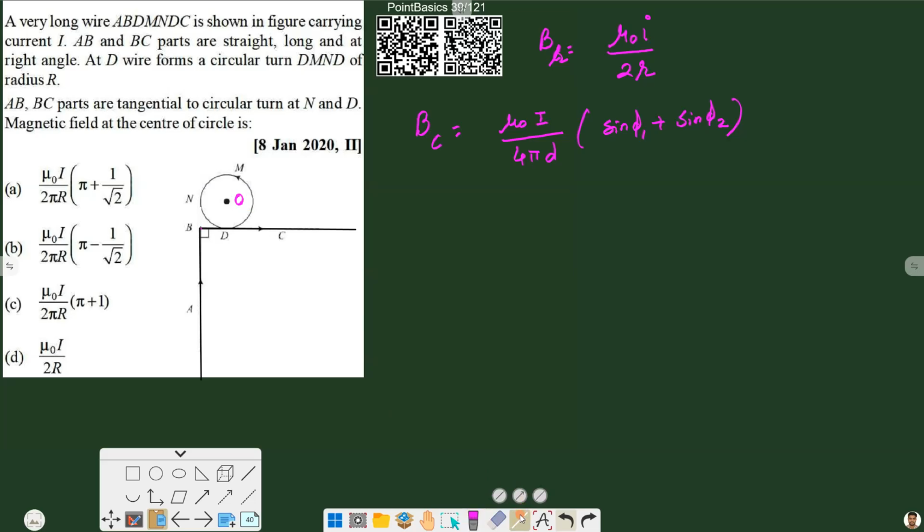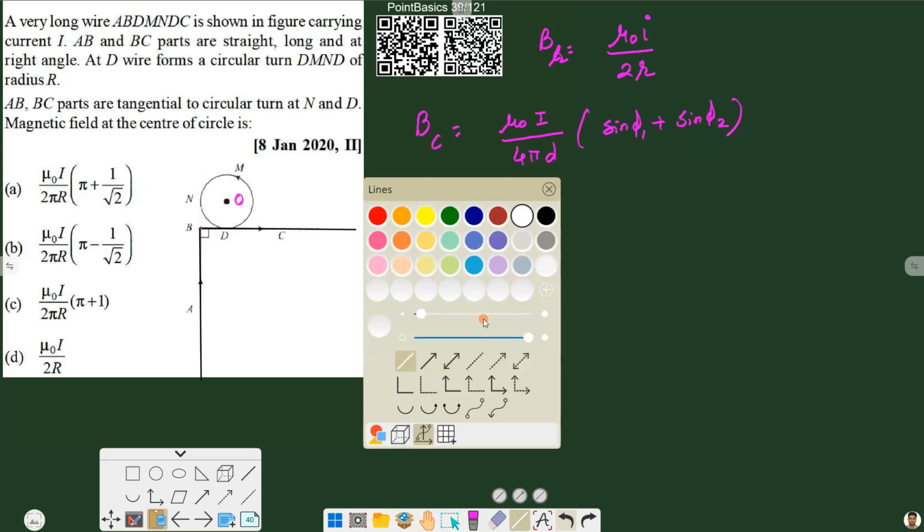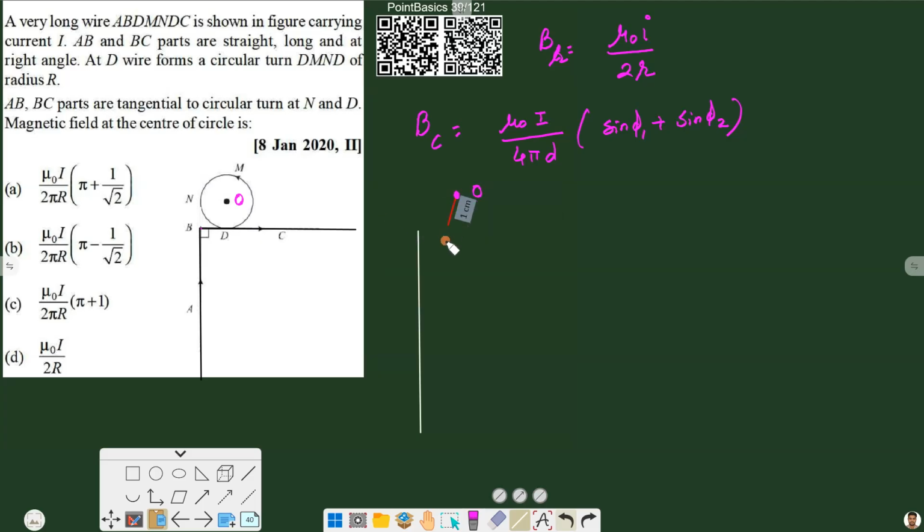So let's draw this. Here we have this AB wire, and we have a point of our circular center here. Suppose this is our point O. Now we know to find the magnetic field due to a long straight conductor, we need these two angles, phi 1 and phi 2. And if we connect these two endpoints to point O, we will get the two angles. So this will be phi 1.